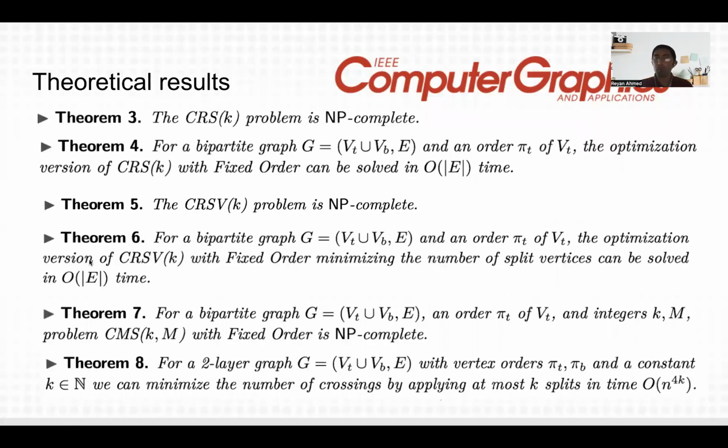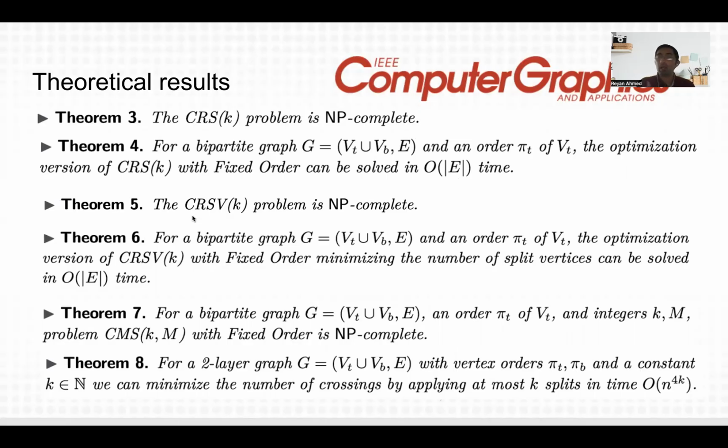We study several problems. For example, we study the CRSK problem, which stands for crossing removal with splits. Here K is the maximum number of splits allowed, and we show that this problem is NP-complete. If we fix the top layer, or any layer actually, then it turns out the problem is polynomially solvable, where E is the edge set.